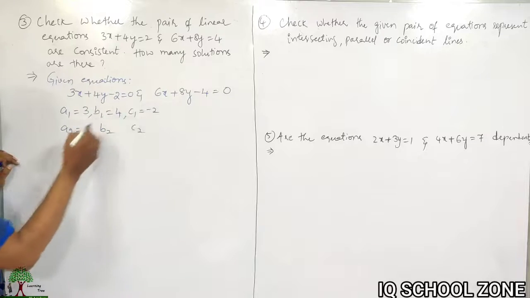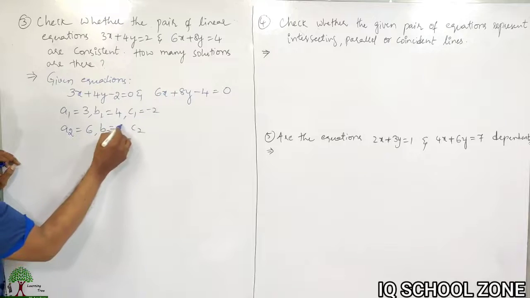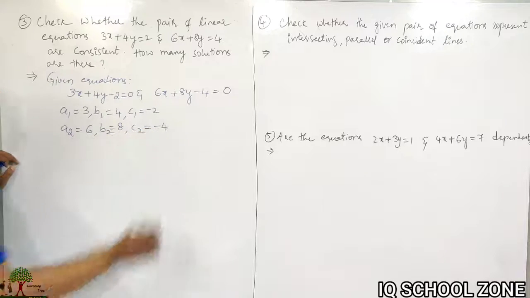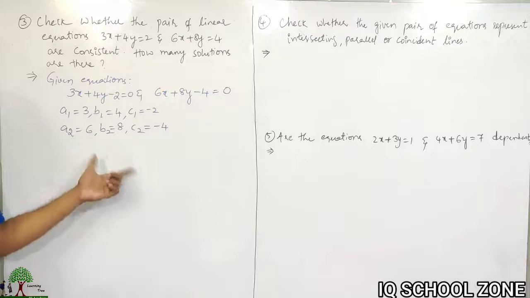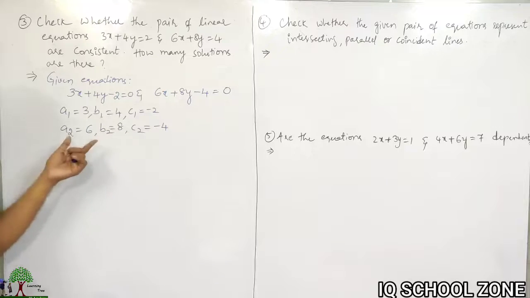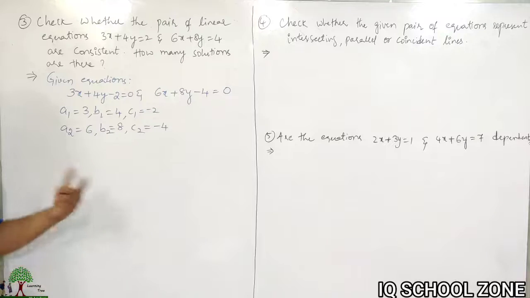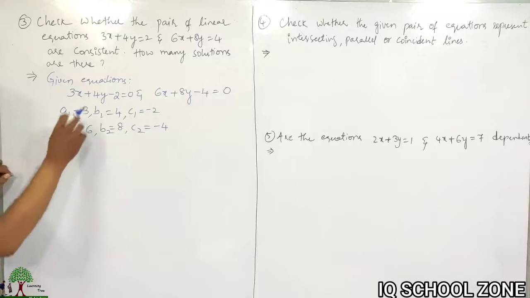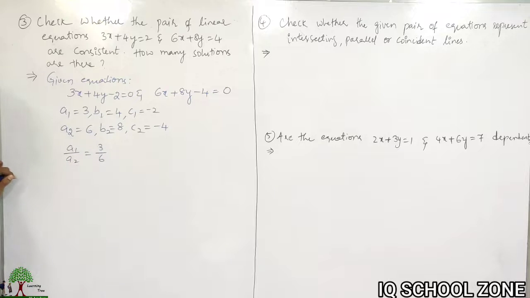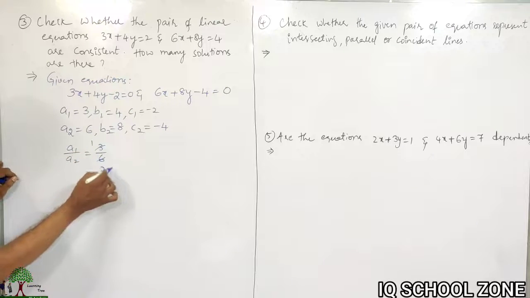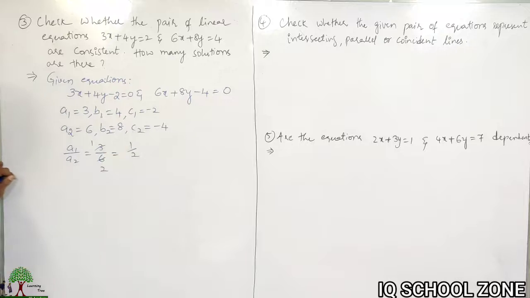a2 is 6, b2 is 8, c2 is minus 4. So we will check whether a1 by a2 is equal to b1 by b2 is equal to c1 by c2, or a1 by a2 is equal to b1 by b2 but not equal to c1 by c2. So let us check here. a1 by a2 is equal to 3 by 6. If we cancel this, 3 ones are 3, 3 twos are 6. a1 by a2 is equal to 1 by 2.